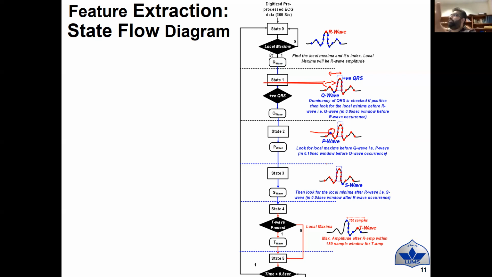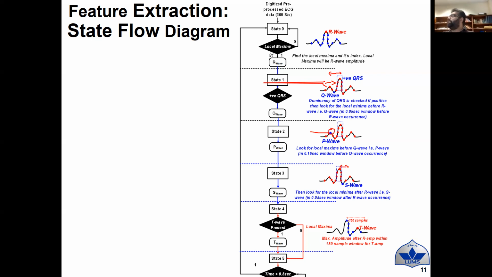Once I find this, I will go back to the detection of the S wave, which is a local minima in a window of 0.05 second after the R wave. So this is the R wave amplitude which was detected. In a window of 0.05 second after the R wave, my S wave will come. This is again a local minima, so I can find a local minima.